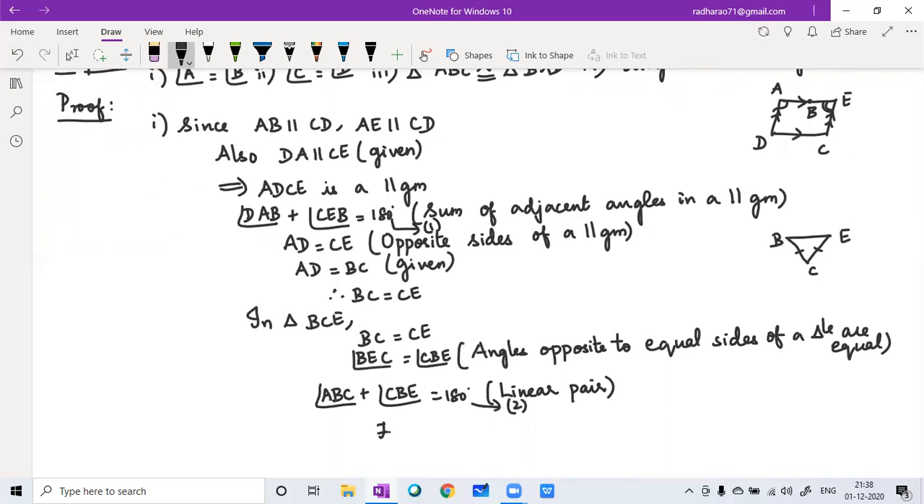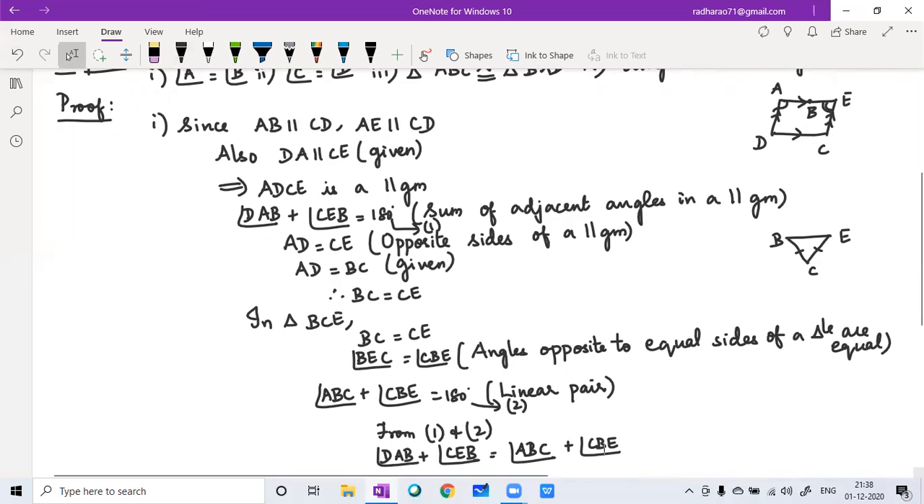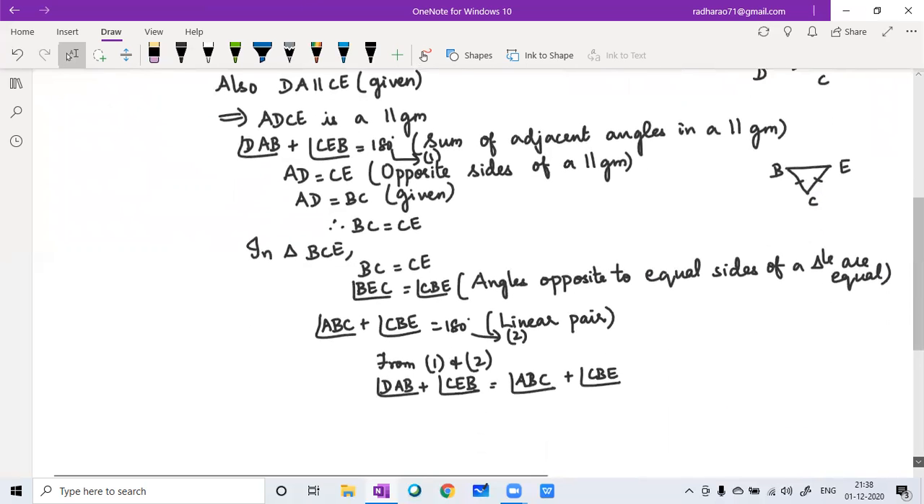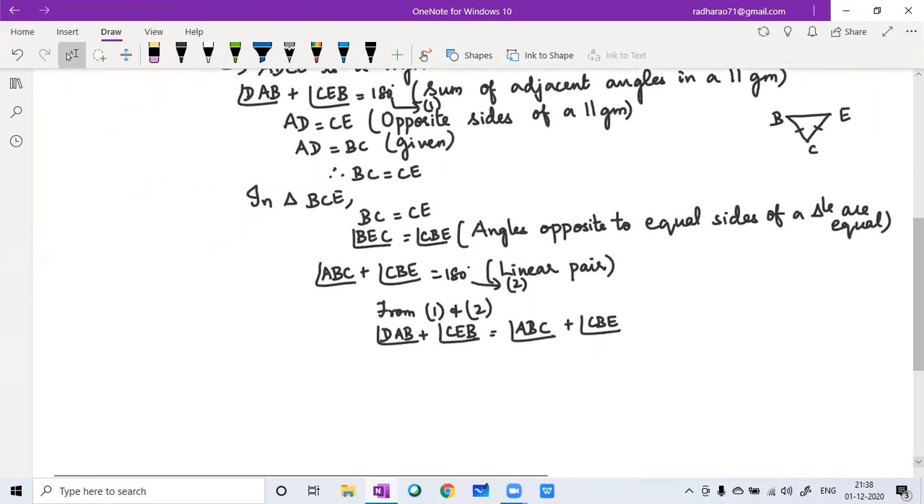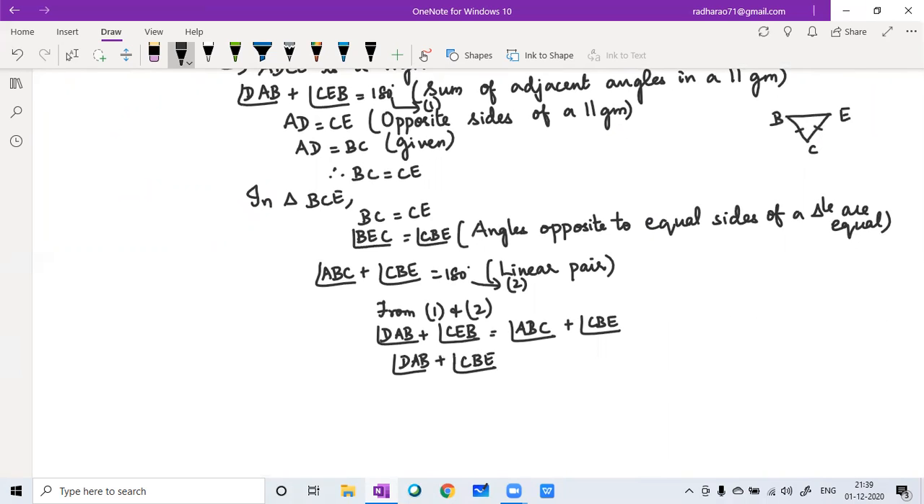From 1 and 2, since the right side is equal, the left side will also be equal. So I can say angle DAB plus angle CEB is equal to angle ABC plus angle CBE. But CEB and CBE are equal, so I replace CEB with CBE. So DAB plus CBE is equal to ABC plus CBE.